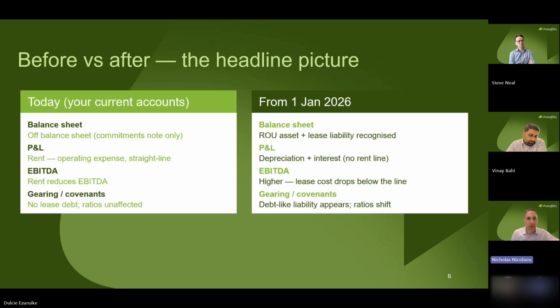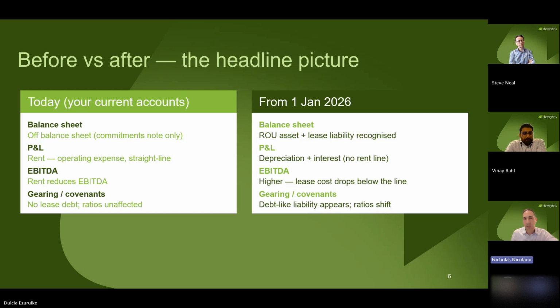So again, this is just a brief summary of before and after. So as I said, currently, you have a rent invoice, you put it through your operating expense as the rent is charged to you. It reduces your EBITDA because it's within your operating costs, and it has no impact on your balance sheet because you're not recognizing it on your balance sheet. So the distinct change is that everything's going to be sitting on the balance sheet going forward. So you'll have a right of use asset and a lease liability recognized on that first period of transition.